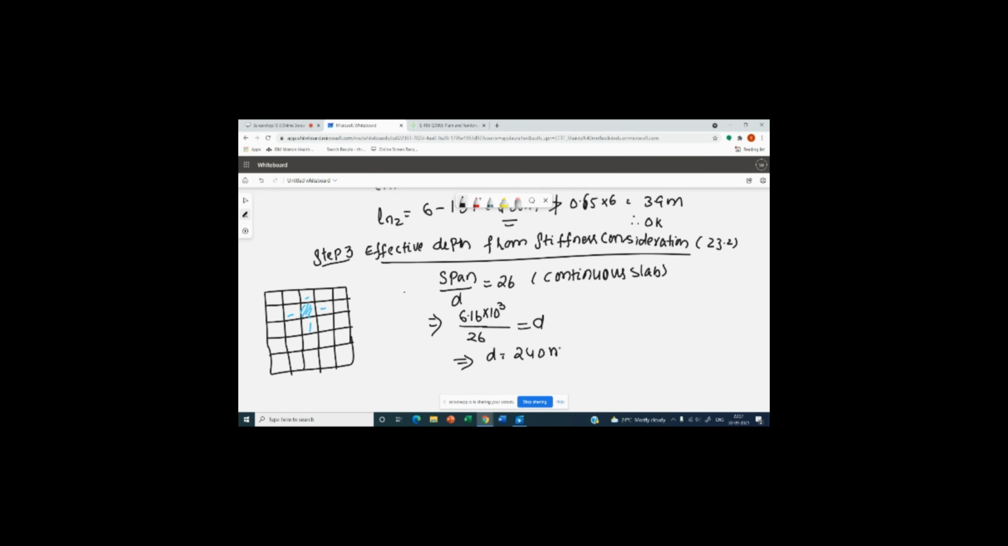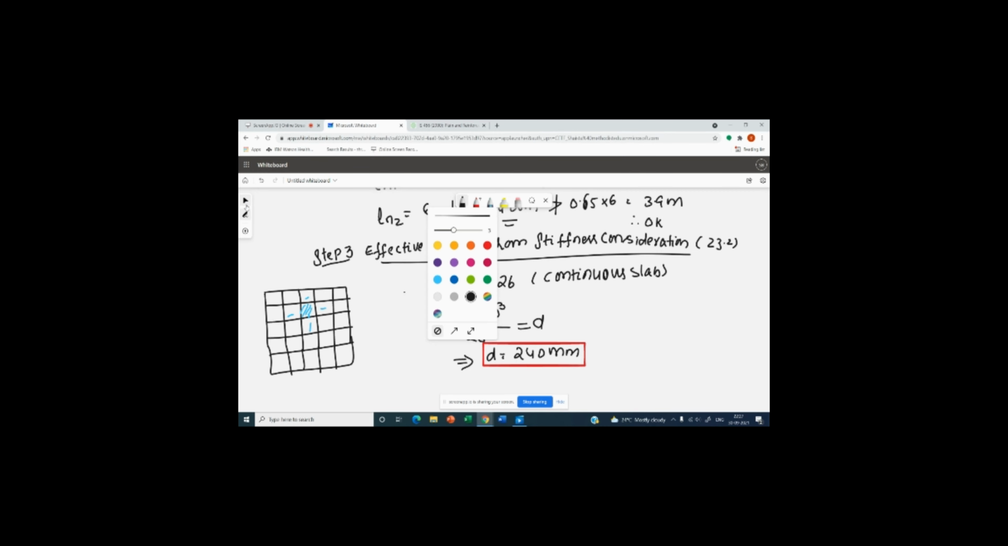240 mm. This is the effective depth of the slab, or the thickness of the slab.